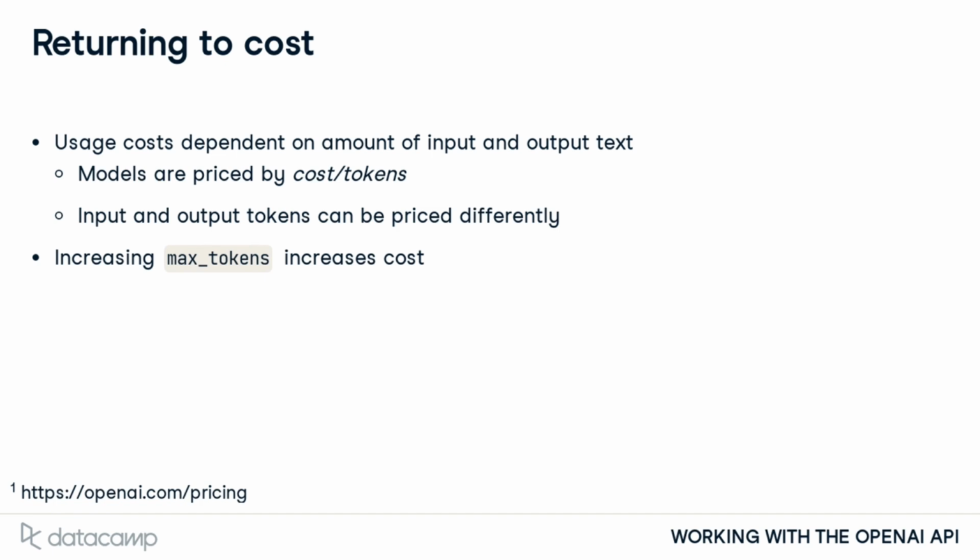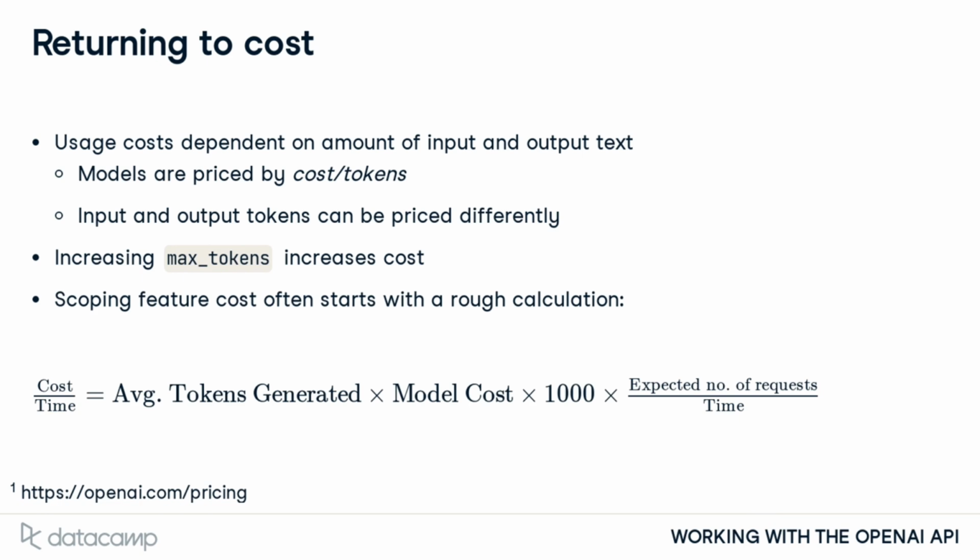When scoping the potential cost of new AI features, the first step is often a back-of-the-envelope calculation to determine the cost per unit time.